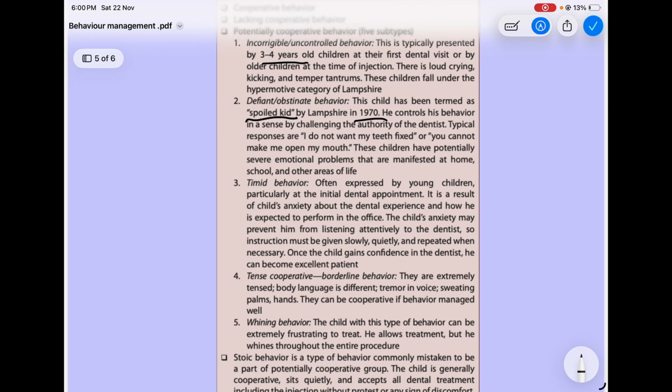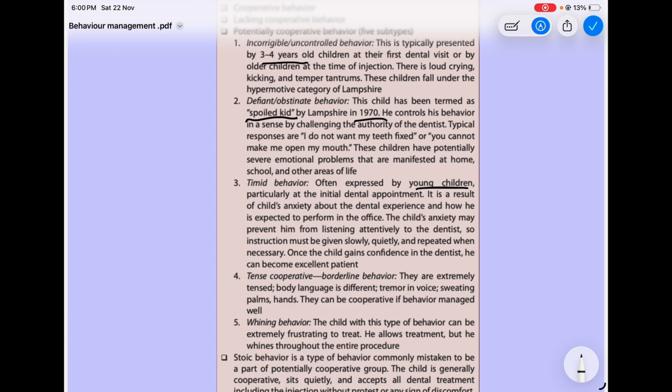Timid behavior is often expressed by young children, particularly at the initial dental appointments. It is a result of the child's anxiety about the dental experience and how he is expected to perform in the office. The child's anxiety may prevent him from listening attentively to the dentist, so instructions must be given slowly, quietly, and repeated when necessary. Once the child gains confidence in the dentist, he can become an excellent patient.